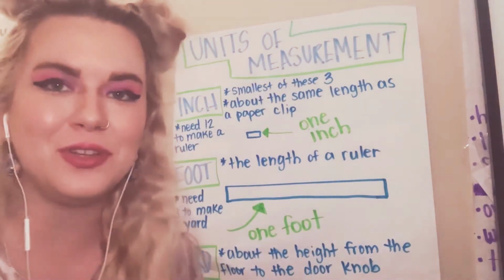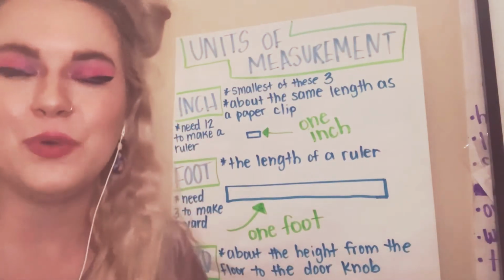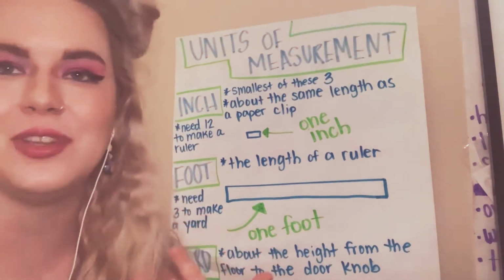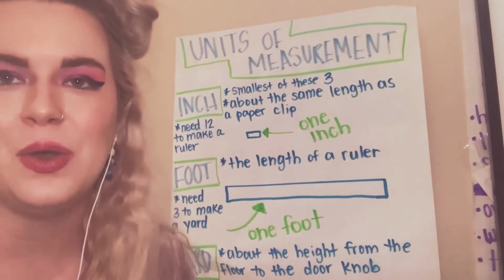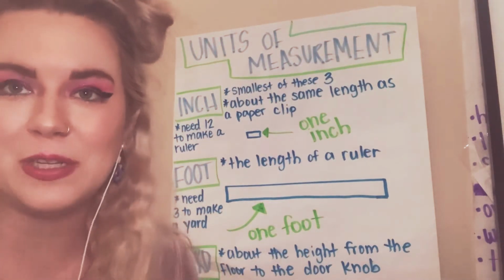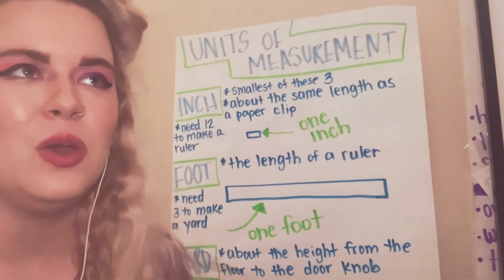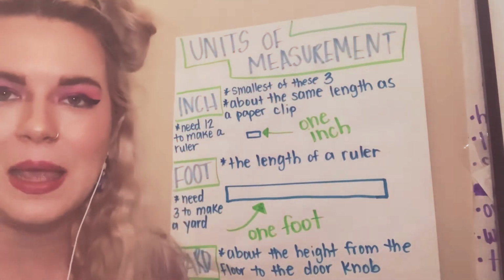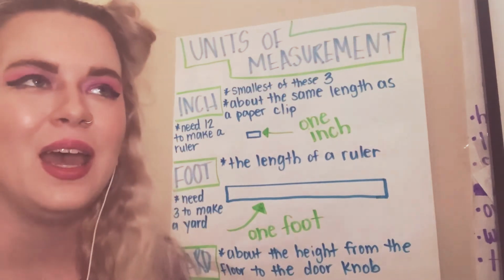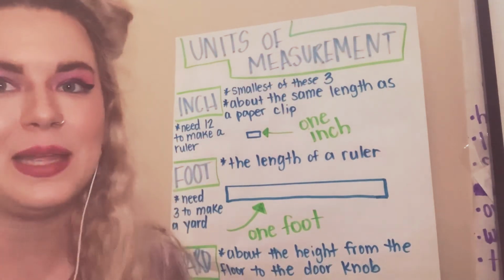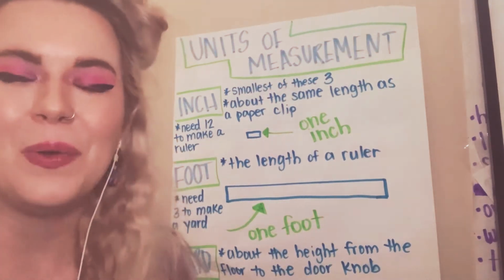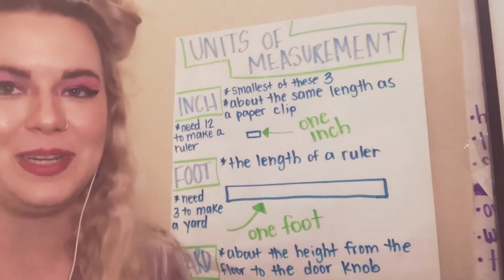Now, we measure things all the time in our lives. For example, if you're baking, you might measure things in teaspoons or cups. If you're measuring liquids, you might use gallons, like a gallon of milk. We measure distance in miles and kilometers, and time in minutes, seconds, and hours. But we're working on 3 units of measurement today.